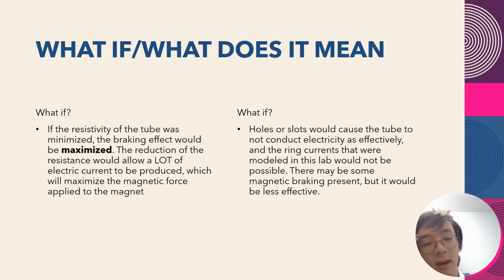So to discuss what ifs and what does it mean, if the resistivity of the tube was minimized, the braking effect would be maximized. By reducing the resistivity, the electric current induced would be maximized. That would cause more magnetic force, and then it would slow the magnet down further. If there were holes or slots in the tube, electricity would not be conducted as effectively, and in addition, the rings would be interrupted. So you would no longer get that nice control surface. You would need to use a much different model to predict the magnetic force applied on the magnet.